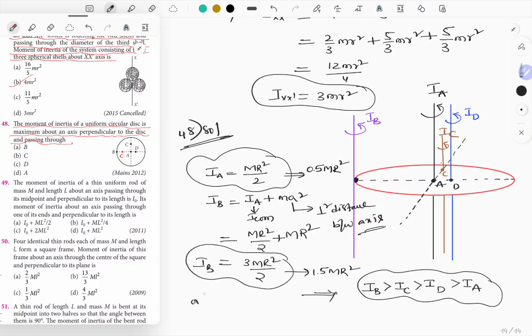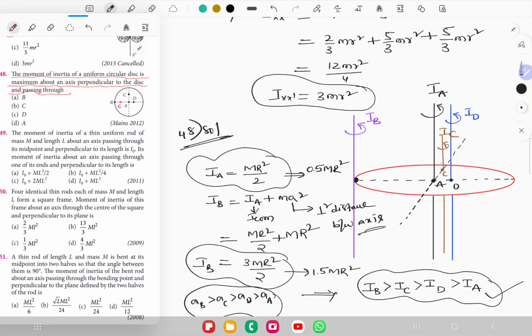So A is the perpendicular distance between the axis and the center of mass. A of B is greater than A of C, greater than A of D, greater than A of A. This A is nothing but the perpendicular distance. As A is greater for these points, the moment of inertia is also greater at the respective points. Hope you understood. Which option is correct? So option A is the correct answer.